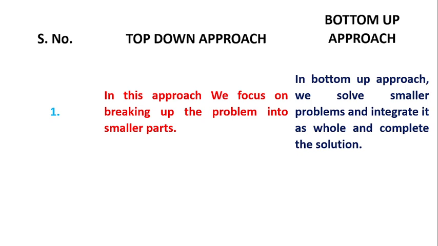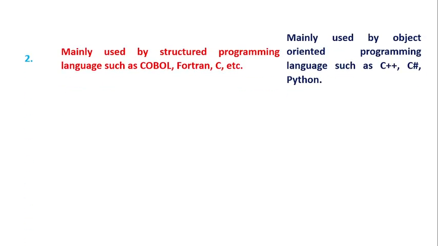The top-down approach is focused on breaking up the problem into smaller parts, known as decomposition. Whereas the bottom-up approach follows composition. Composition means we solve smaller problems and integrate them. That's called composing. The top-down approach is used by structured programming languages, whereas the bottom-up approach is followed by object-oriented programming languages.